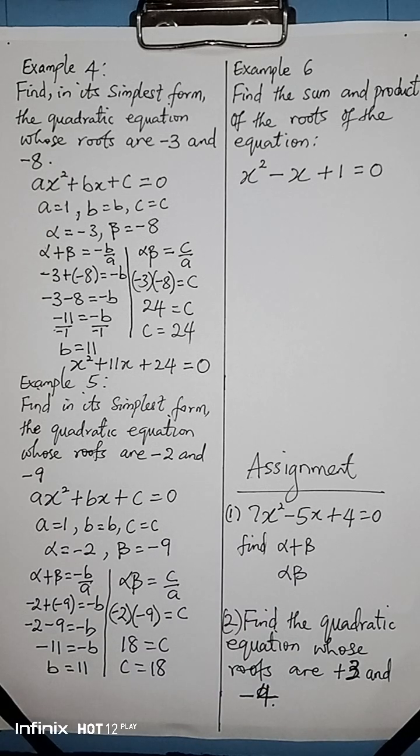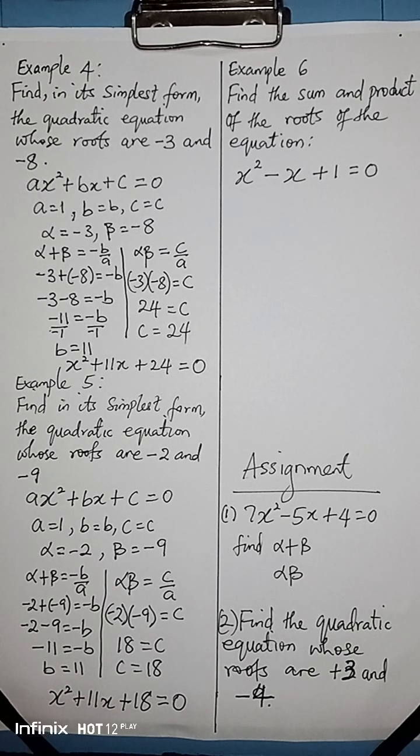So what would be the quadratic equation? From the general form, a is 1, so it's going to be x squared plus b, which is 11x, plus c, which is 18, equals 0. That's all. Now let's look at the last example, which is example 6.